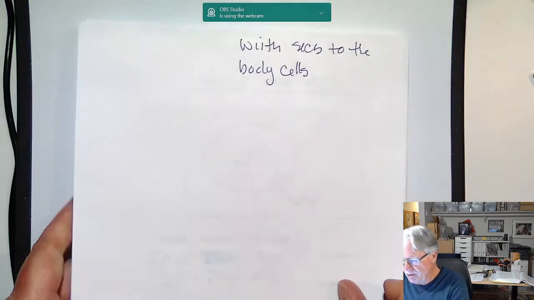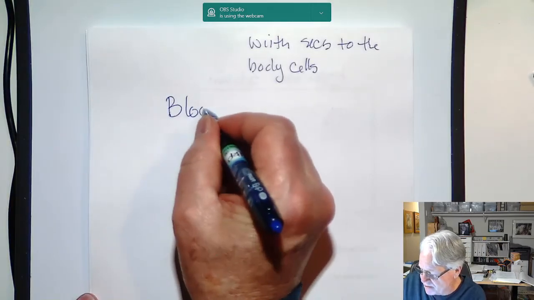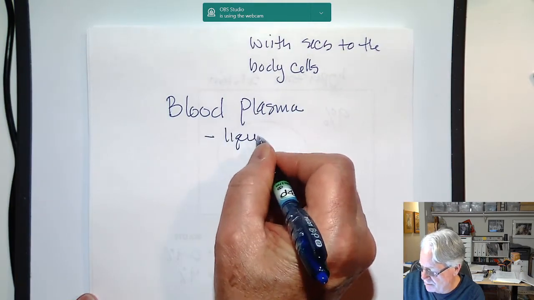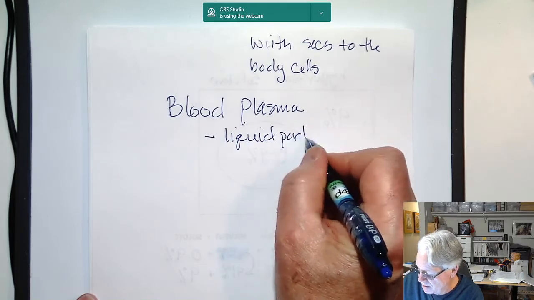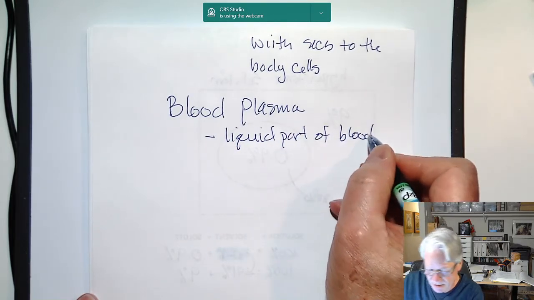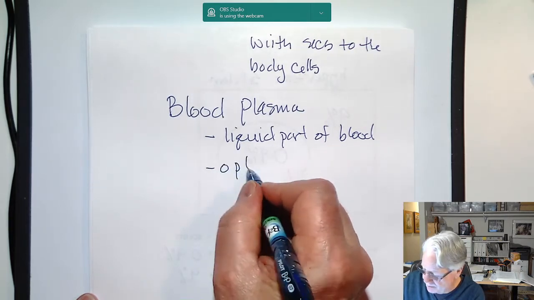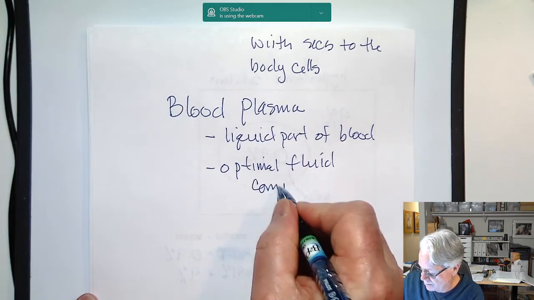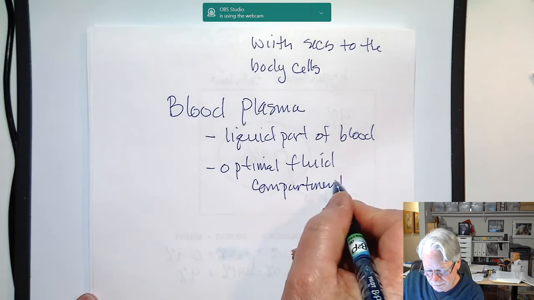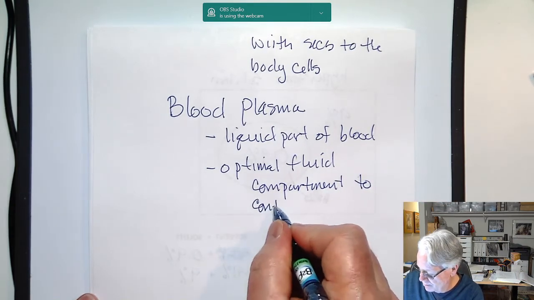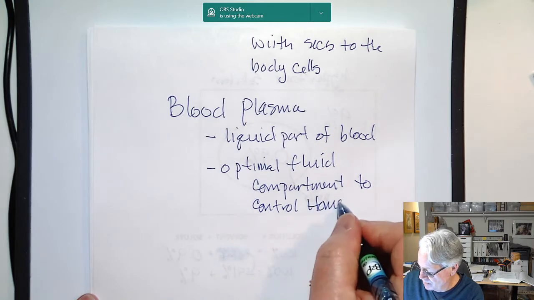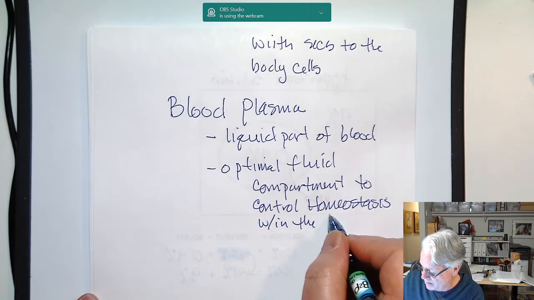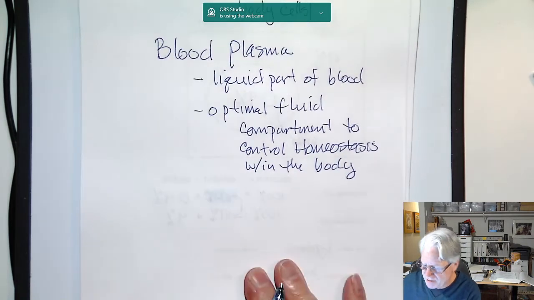and you should absolutely have this in your notes, blood plasma, which is the liquid part of blood, is the optimal fluid compartment to control homeostasis within the body. Okay? And for these 3 important reasons.